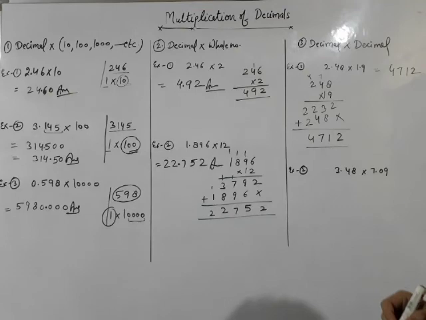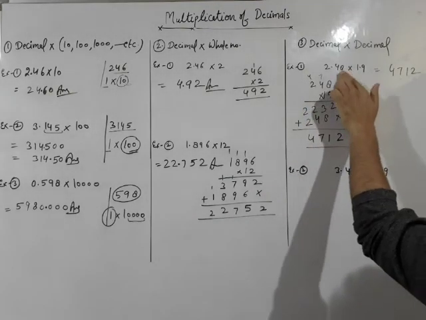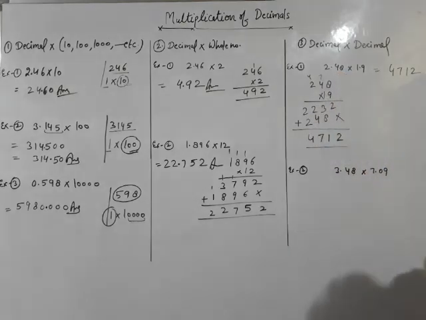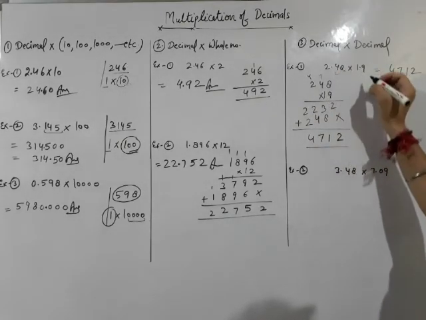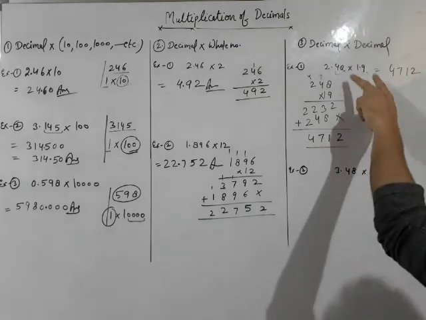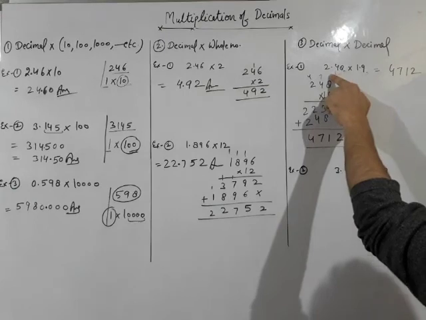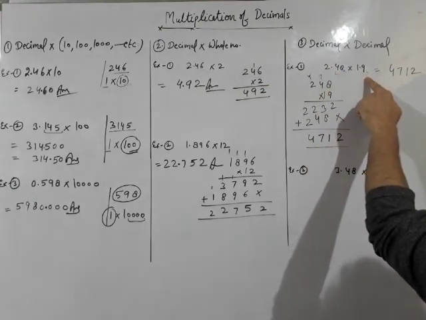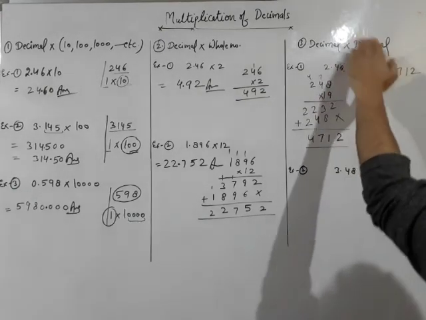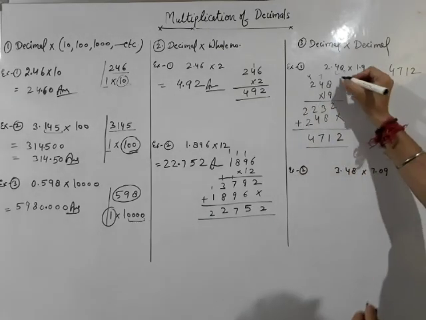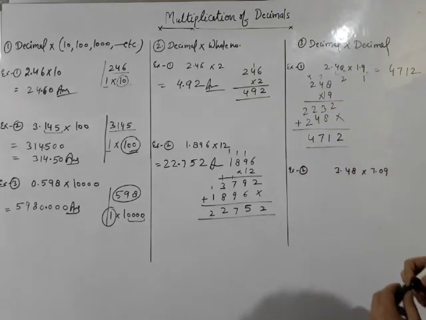2, 11, 7, 4. So the answer will be 4712. Now the question arises, where will we place our decimal point? The decimal point is here after 2 digits, 8 and 4, and here after 1 digit. So count the total places. Here the decimal point is placed after 2 digits, and here after 1 digit, so the total places are 3. Total 3 places, so after 3 places we will put our decimal point. The answer will be 4.712.